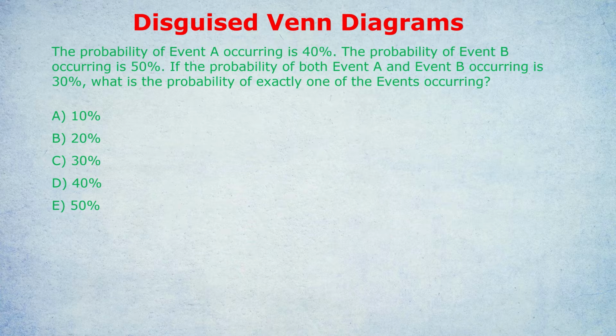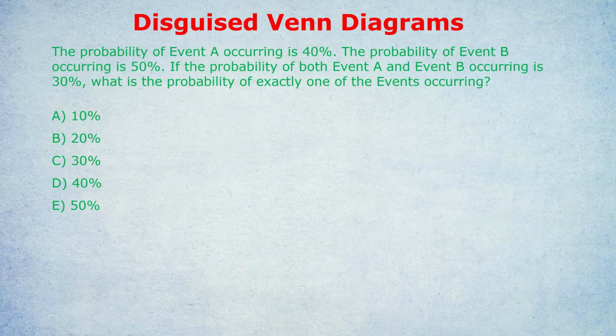But I just want to show you how they can disguise a Venn diagram question as a probability question. Let's see. The probability of event A occurring is 40%. The probability of event B occurring is 50%. If the probability of both event A and event B occurring is 30%, what is the probability of exactly one of the events occurring? Well, it definitely seems like a probability question, right? I can see the word probability like at least 3 or 4 times. But in a way, it's actually just a Venn diagram question.